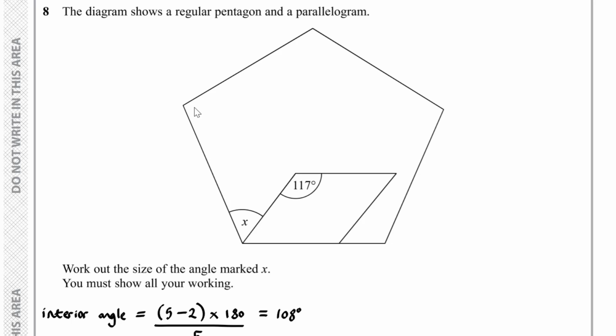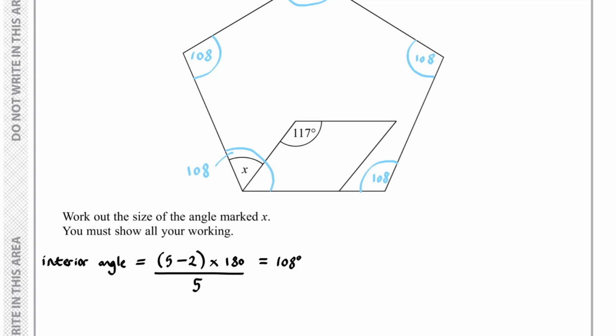Let's just add this into the diagram. We have 108 here, 108 here, 108 here, 108 here, and finally this angle is 108. Now with this parallelogram, the opposite sides are going to be the same, so this is going to be 117, and this angle must also be the same.